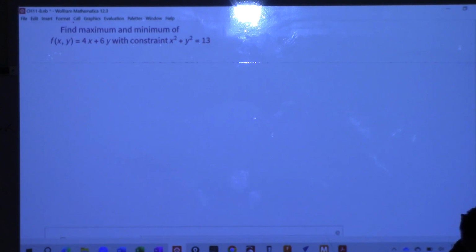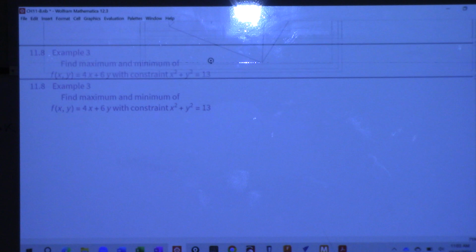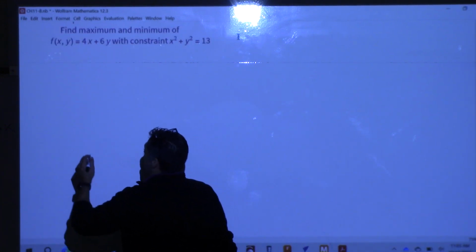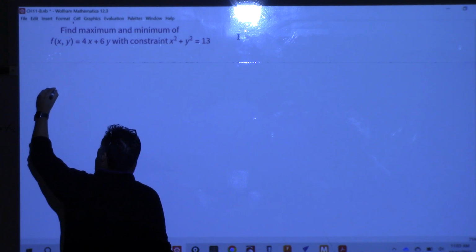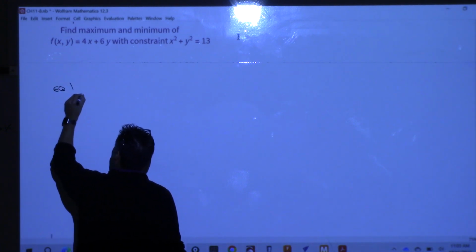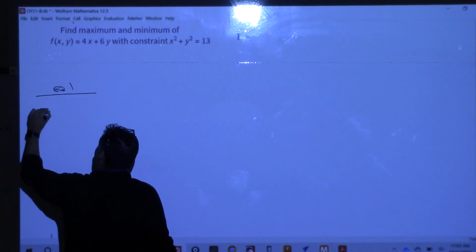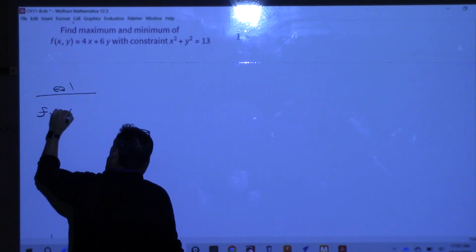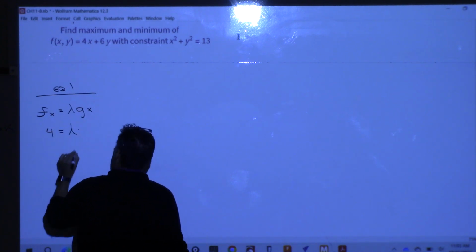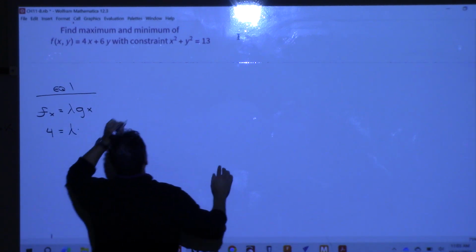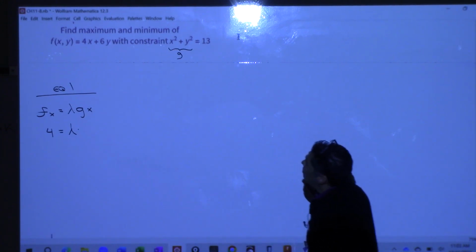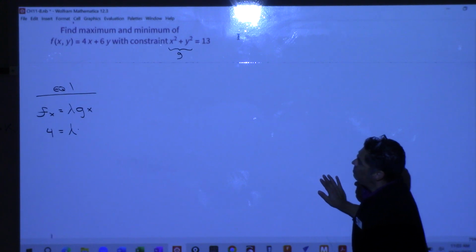So we set things up, right? All right. Partial of f with respect to x. That's equation 1. What do y'all think? Pretty nice, huh? So I'm going to write partial f with respect to x equals lambda partial g with respect to x. So just 4 equals lambda. What's the partial of g with respect to x? Remember, this is g, right? That's my g function right there. So what's the partial with respect to x? 2x.